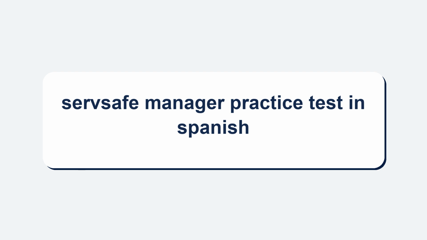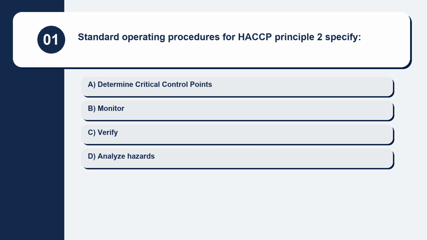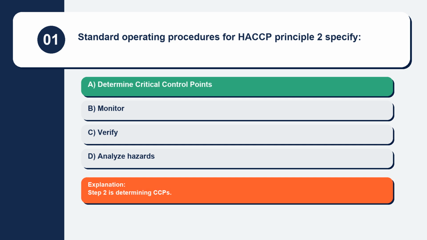ServSafe Manager practice test in Spanish. Question 1. Standard operating procedures for HACCP Principle 2 specify: determine critical control points, monitor, verify, analyze hazards. Step 2 is determining CCPs.